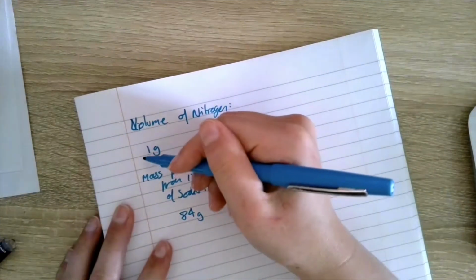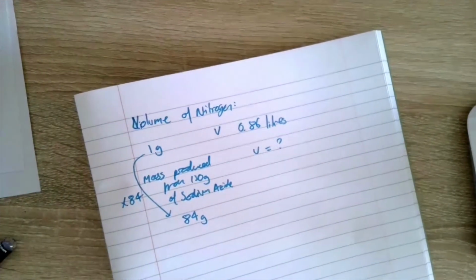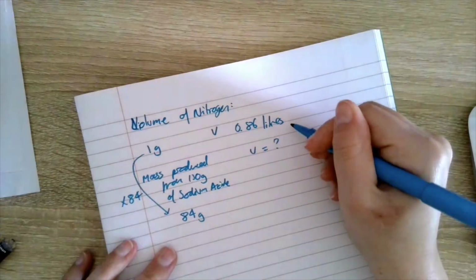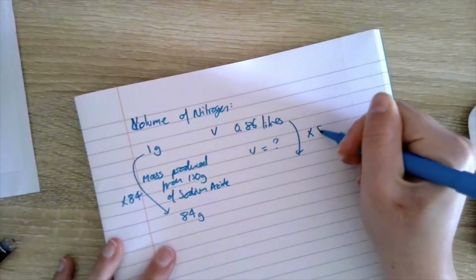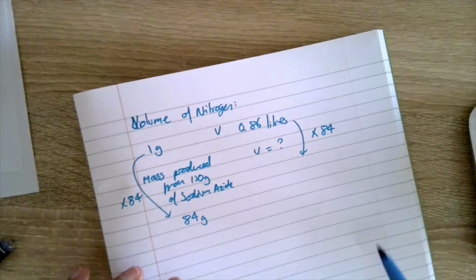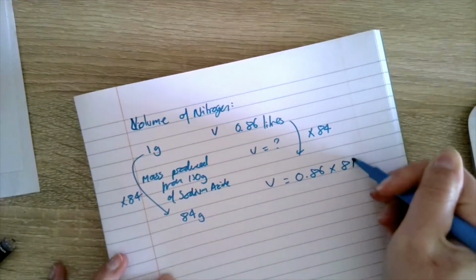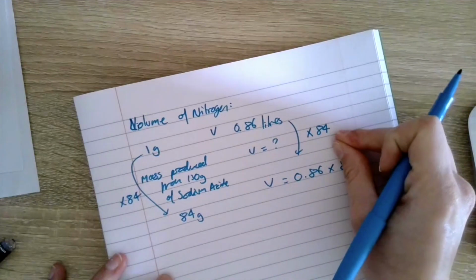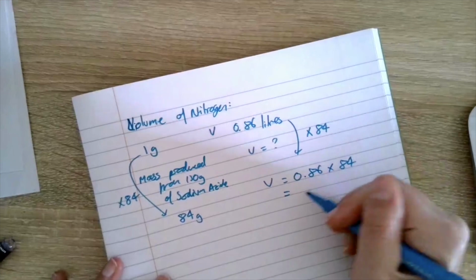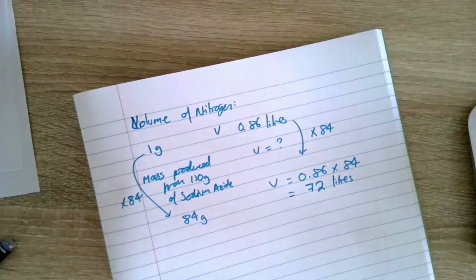So if we have 84 times the mass, then in order to get our volume, we're going to be timesing that by 84. So it's one of those scaling relationships. So our volume is going to be 0.86 times 84, as we've got 84 times the amount that we had at the start, and that comes out to be 72 litres to 2 significant figures.